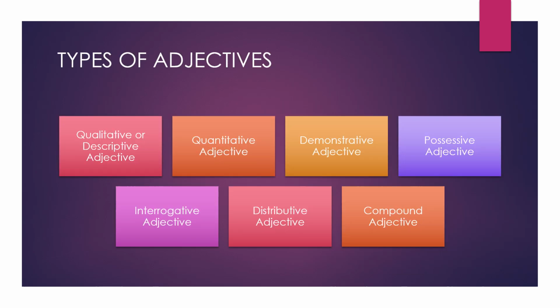Let us see the types of adjectives. Adjectives are in general of 7 types. Qualitative adjective, or maybe also called as descriptive adjectives, quantitative adjective, demonstrative adjectives, possessive adjective, interrogative adjective, distributive adjective, and compound adjective. Let us now discuss each kind of adjective in detail.